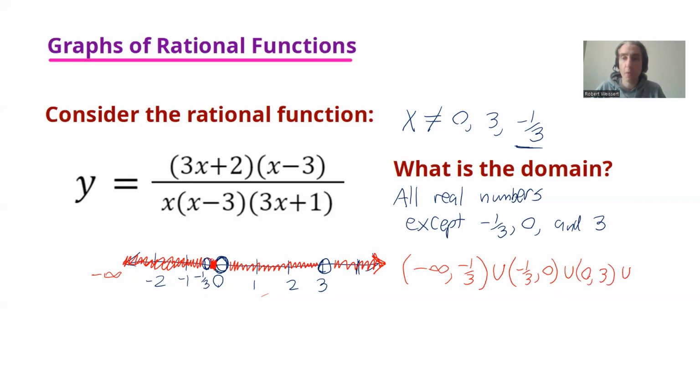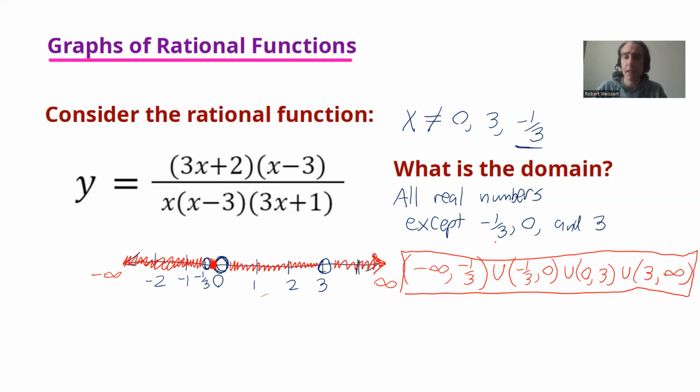And then finally, we have the right side, which is everything above 3. So we'd say 3 to infinity. Remember, everything on the right side of the number line is infinity. Everything on the left side is negative infinity. So that's how you're going to want to write your domain for these problems. And again, this right here that I'm boxing in means the same thing as all real numbers except negative 1/3, 0, and 3. That's your domain.